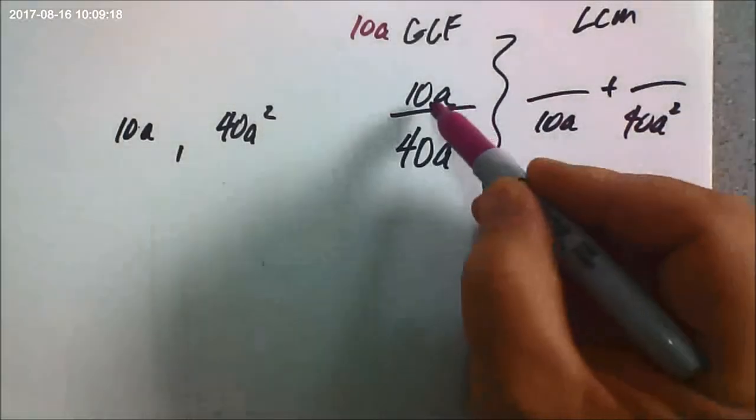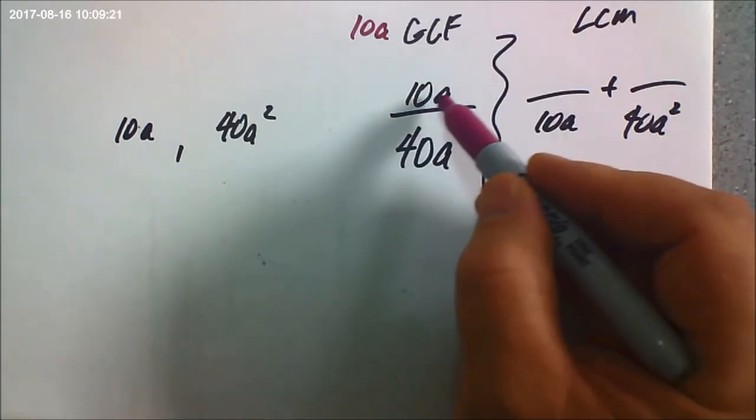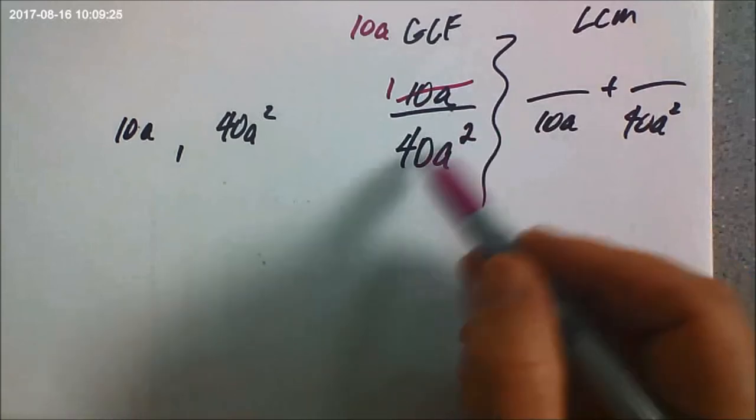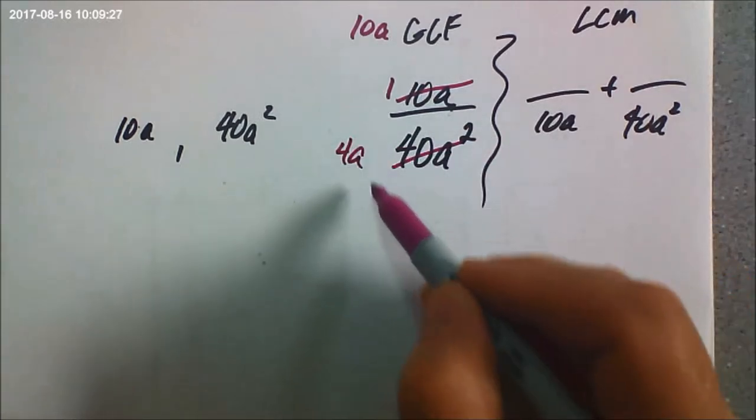If you reduce this by 10A, what would be left? Juan. And if you reduce this by 10A? 4A. So you'd be left with 1 over 4A.